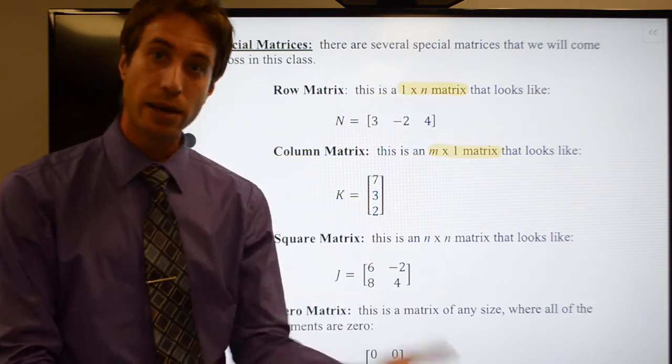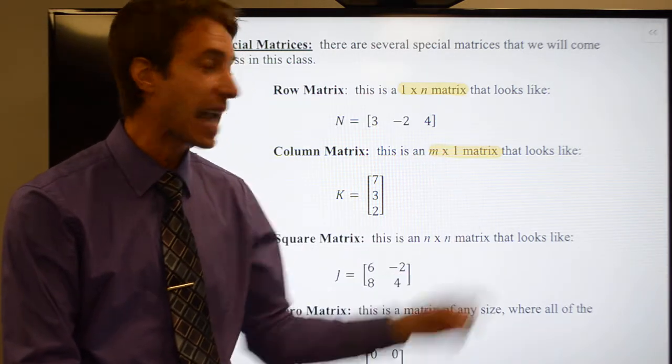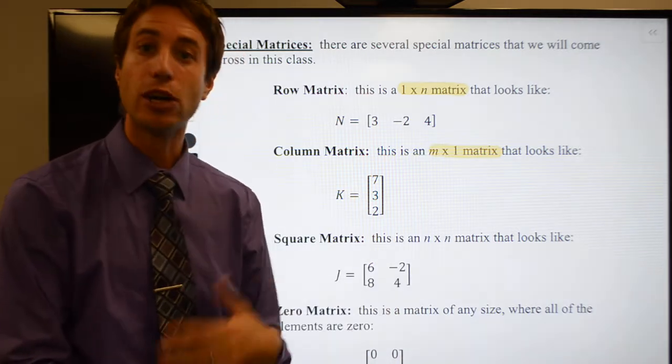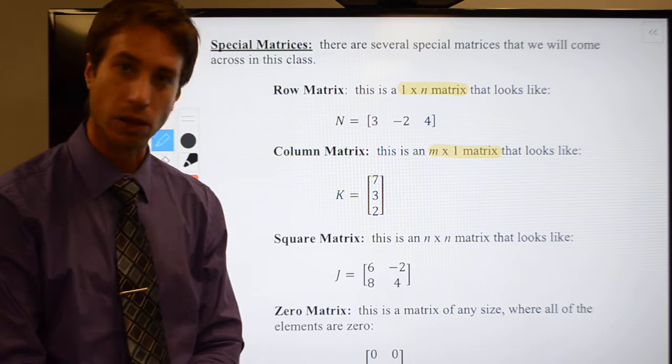A 1 by n matrix, where you can have as many columns as you want, or an m by 1 matrix, where you can have as many rows as you want, but just a single row here and a single column here.